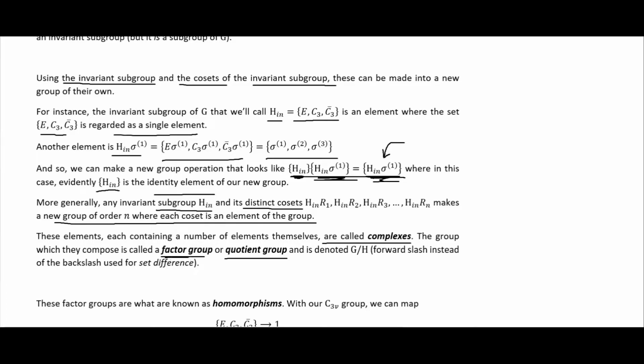So the book I'm using for this playlist, the author calls it a factor group, but I believe the Wikipedia page for it is called the quotient group. And it's denoted G forward slash H. And so, once again, just pay attention to the fact that it's a forward slash instead of the backslash. So it's not the elements of G that are not in the subgroup H. This is a forward slash. And so this is essentially just a name for this higher order group here.